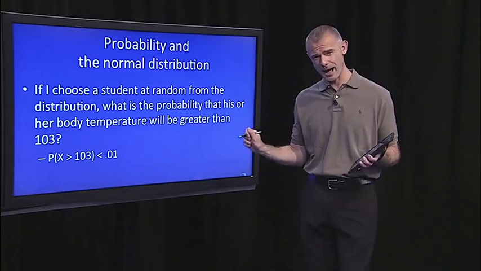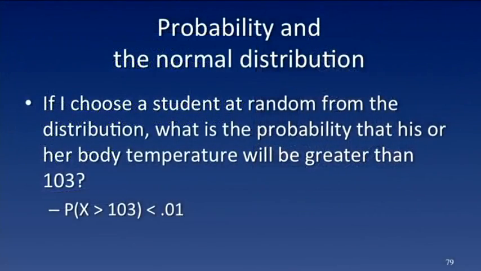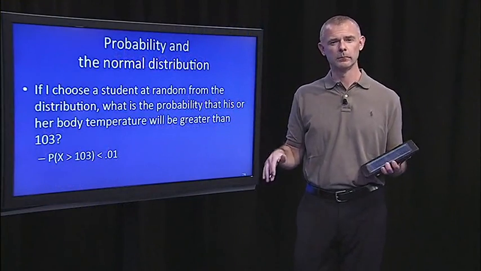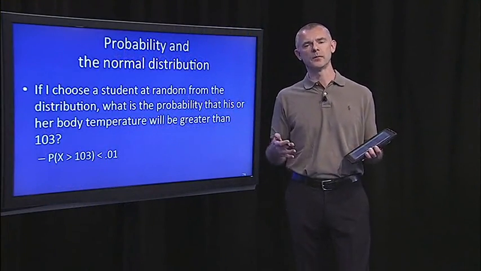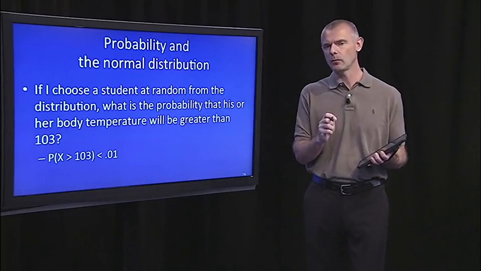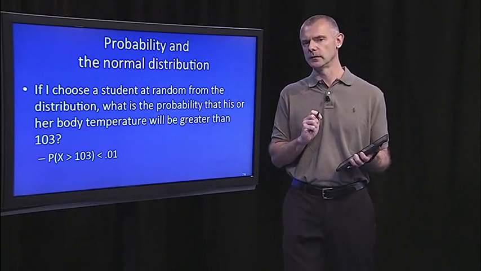What's the probability of that happening? Well, that corresponds to a z-score of about 4. That's way off into the tail of the normal distribution. So the probability of that happening is less than 0.01. It's extremely unlikely given the assumption that everybody's healthy. That's exactly what we're going to do in inferential statistics.